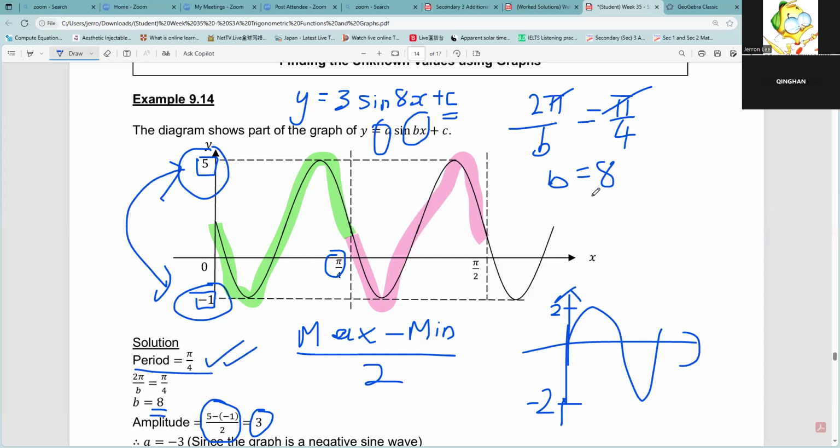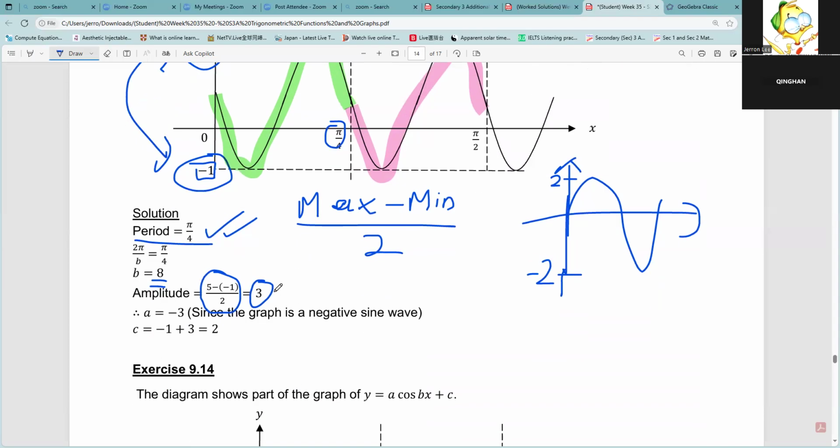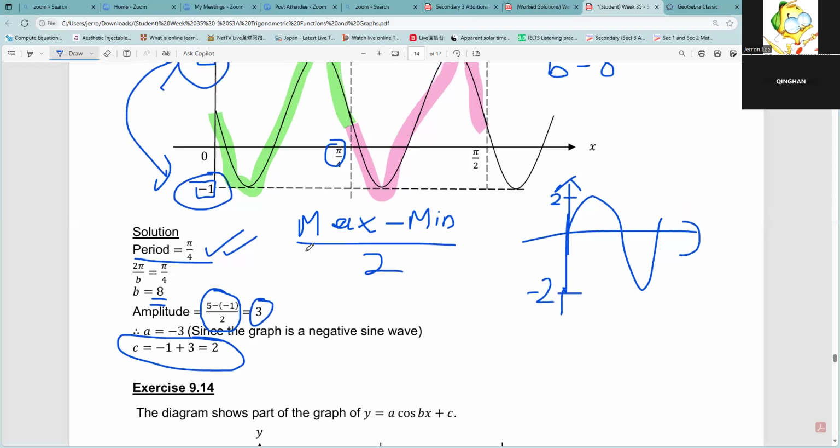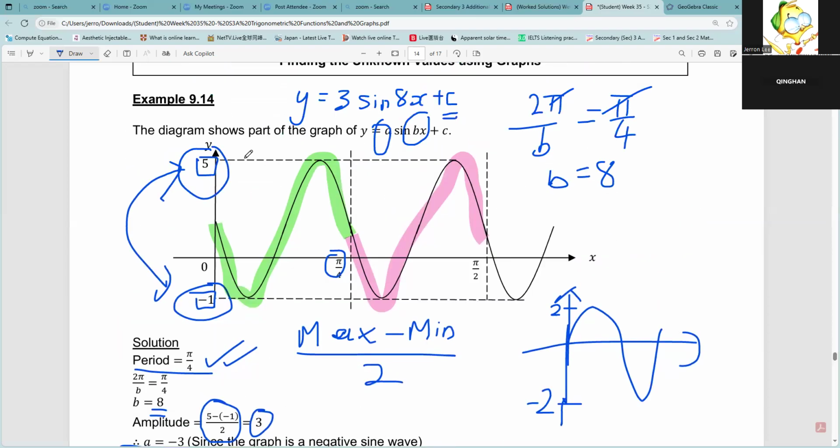Can you follow now? I talked about that just now. So basically, this formula is from the previous. You can just do that. Amplitude plus constant is equal to the maximum. That's why you will have it like this. Can you follow so far for this one? I think it's pretty straightforward.